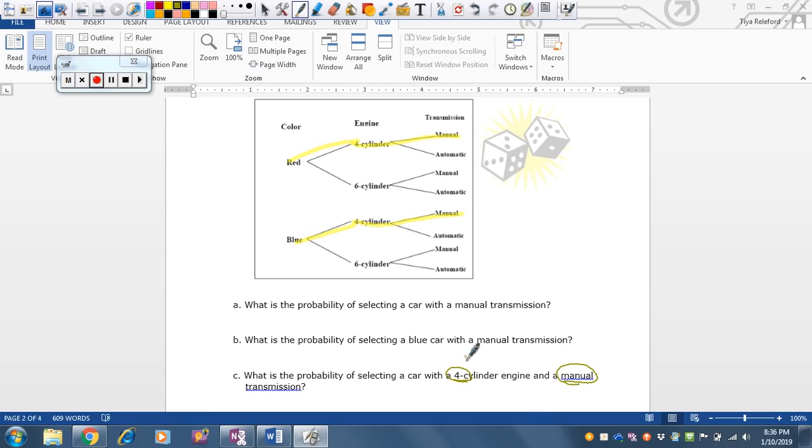So how many cars do I have that are what I want? And what is my total? Yes, it is still 8. You still have to count 1, 2, 3, 4. That is still your bottom number. And then don't forget to simplify.